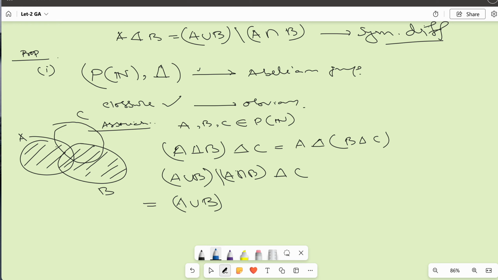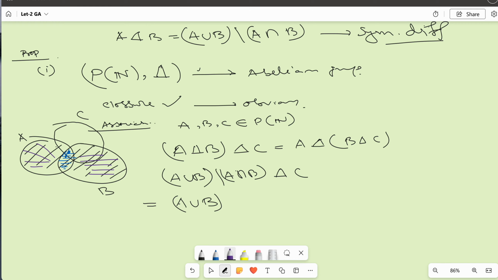A intersection B means just this area, right? So you will just have this area and this area. But this portion and this portion, right? A union B minus A intersection B. That means you have only the working area. Our working area is this and this, right?